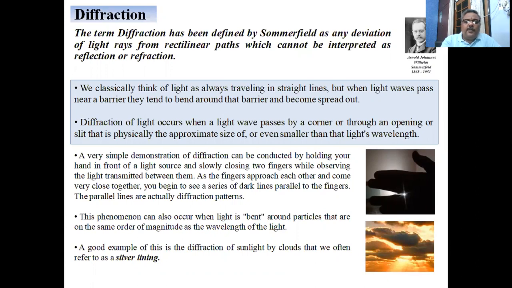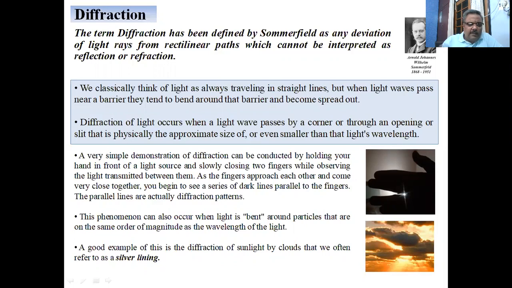So Sommerfeld defined diffraction as any deviation of light rays from rectilinear paths which cannot be interpreted as reflection or refraction. So this is a very vague definition, like apart from the phenomena of reflection and refraction, any deviation is termed as diffraction. So later on, people tried to elaborate it further, on the basis that light is always traveling in straight lines, but when light waves bend or change their path near the barrier, they tend to bend around that barrier and become scattered.